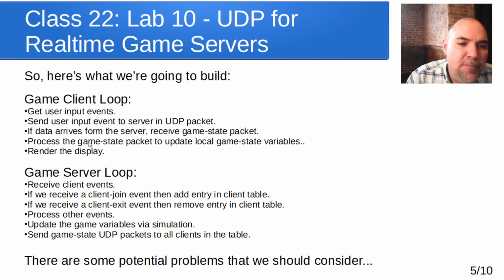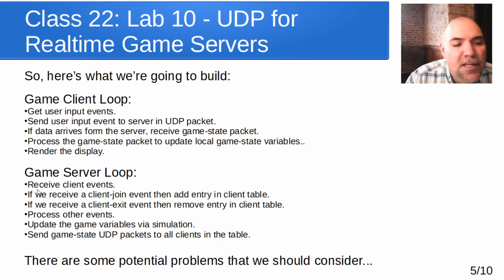But here's the client loop: get the user events, send the user event information to the server in a UDP packet. If the data arrives from the server, receive the game state packet, and then update our local display and render that display, and then repeat that over and over again.